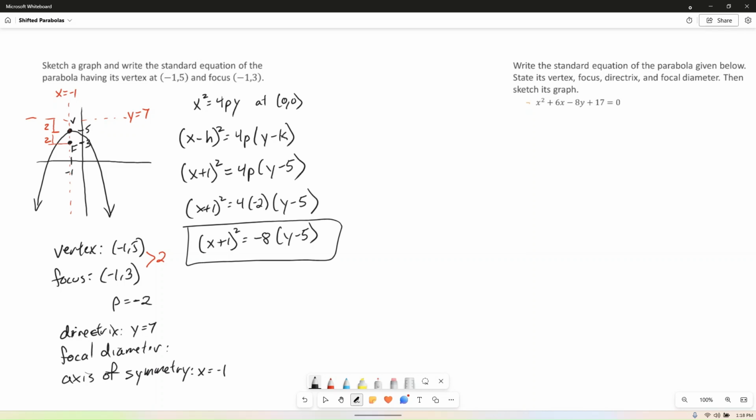And the focal diameter, remember the focal diameter is the absolute value of the 4p, which in this case, that 4p is a -8, so the absolute value of a -8 is just an 8. So again, that means the graph is going to be 8 units wide from left to right side of the parabola if you measured it as a diameter through the focus.